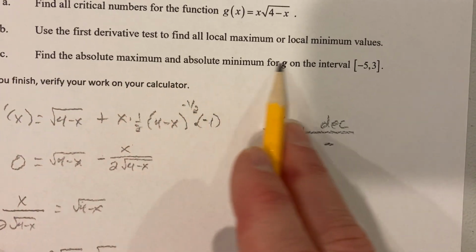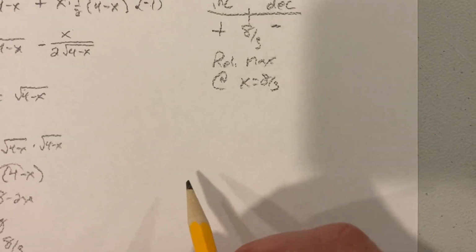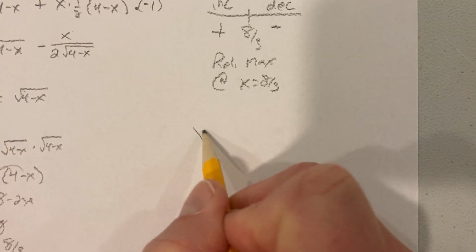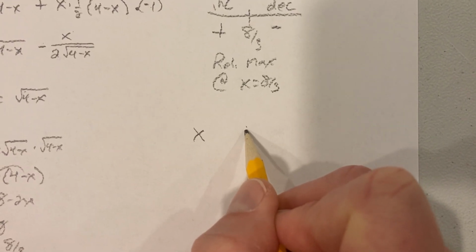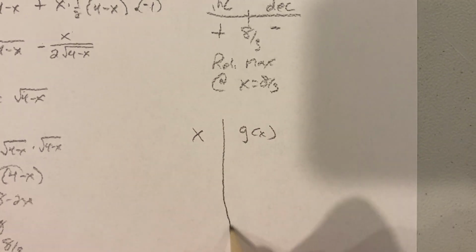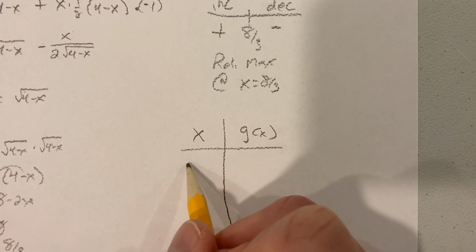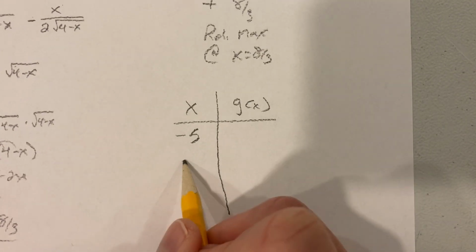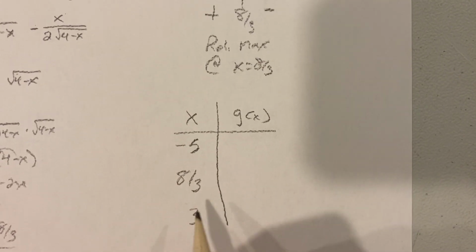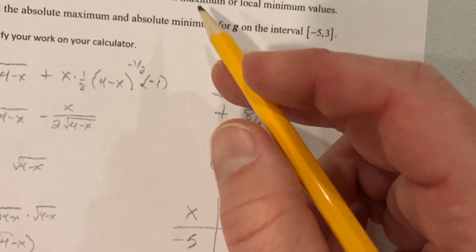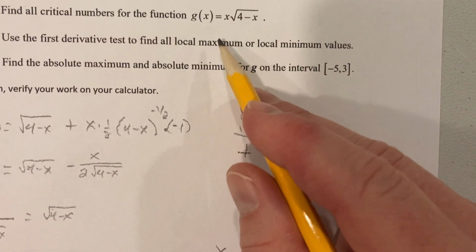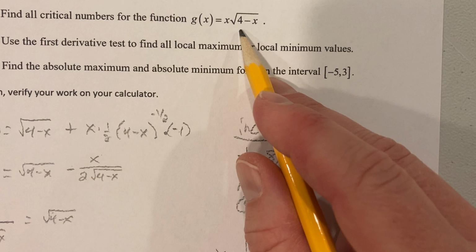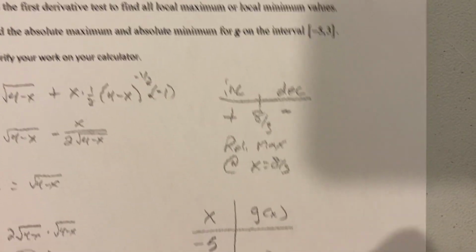C says find the absolute maximum from -5 to 3. So what we do here is we take our x and our g of x in this case, and we say, all right, our endpoints are -5 and 3, and our critical point was 8/3. So if I were to put -5 into this function, I would get -5 times the square root of 9. So -5 times 3 is -15.